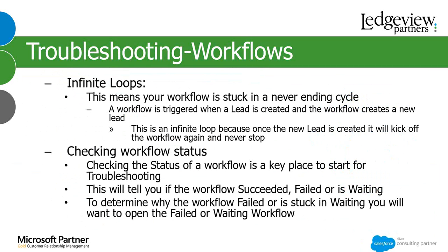Succeeded is obviously a good thing, but if for some reason the email didn't go out but the workflow succeeded, you know you're having an issue with the email, not the workflow. Failed, it will give you an error message as to why the actual workflow failed. And if it's waiting, if you put in a wait condition, it might still be in the wait condition. That's why it hasn't completed its firing. Those are the main steps you want to take when troubleshooting a workflow.